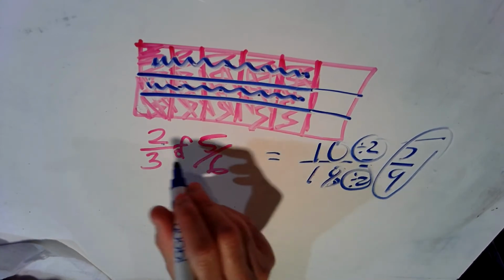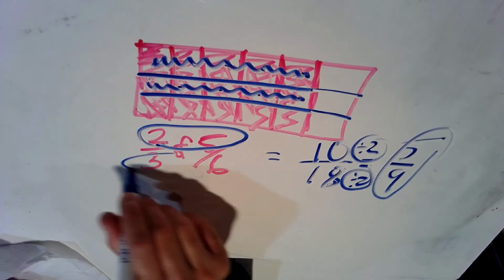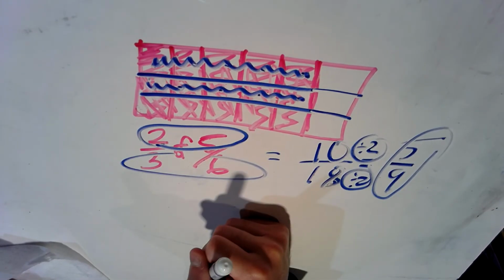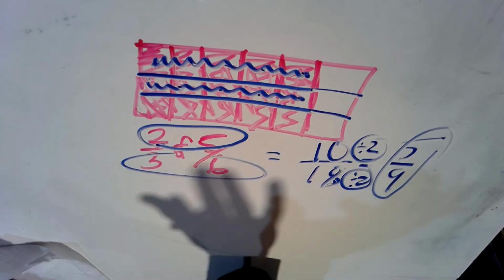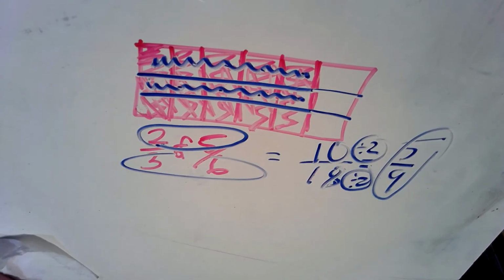And I'm sure you're noticing that you can multiply across. 2 times 5 is 10. 3 times 6 is 18. But I do want you conceptually to see why 2/3 of 5/6 is 5/9.